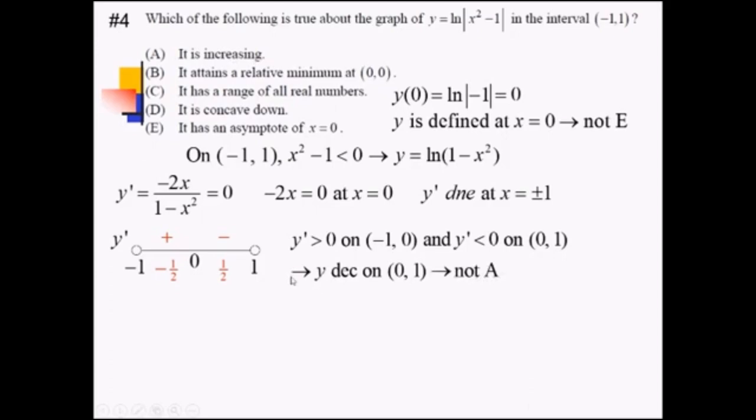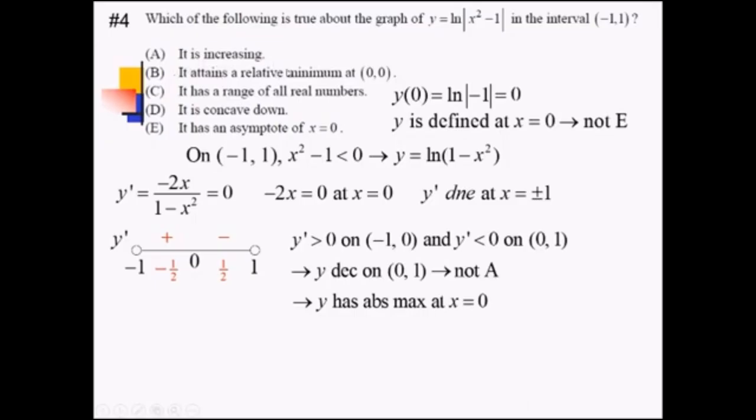Something else important coming out of this is, since I'm increasing until I get to 0 and then decreasing after that, that means that the highest point on this interval occurs at x equals 0. We have an absolute max at x equals 0. Another way of thinking about it is this is the only critical value and it's a local max. That makes it an absolute max. Anyway, that means that it cannot also be a local min.